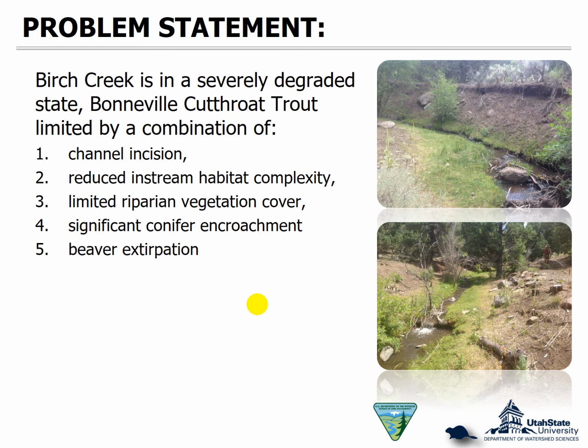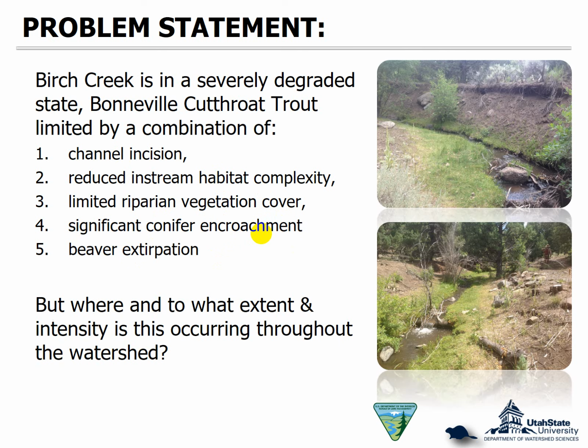So Birch Creek, similar motivations to a lot of streams and watershed restoration projects here. One of the interests is making better habitat for Bonneville cutthroat trout, and a recognition that that habitat's currently limited by a somewhat incised stream, associated with that reduced in-stream habitat complexity. Not much by way of riparian vegetation cover. There's been a lot of conifer encroachment, in this case from pinyon juniper. And beaver have been extirpated from the system.